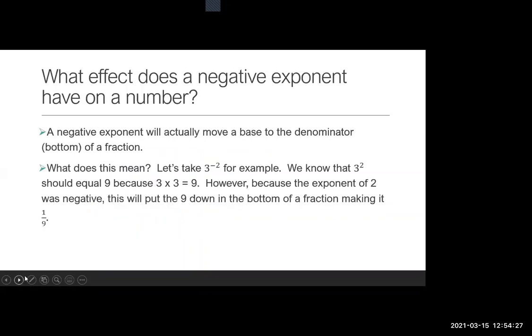So let's think about, what does a negative exponent do to the number? Well, a negative exponent actually moves the base to the denominator, or the bottom of a fraction. For instance, if we look at 3 to the negative 2, we know that 3 to the 2nd, 3 times 3, would be 9. But because the exponent's negative, we write it as 1/9. So it brings it to the bottom of a fraction and puts the 1 on the top.